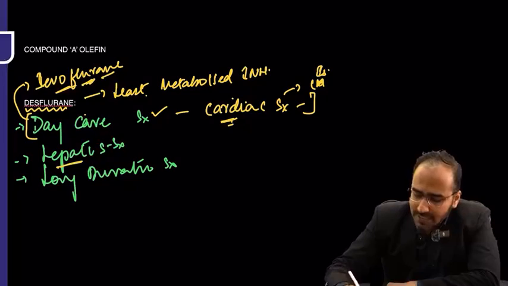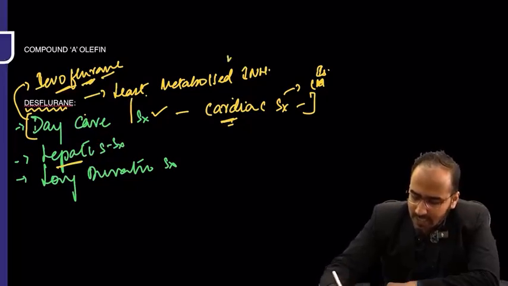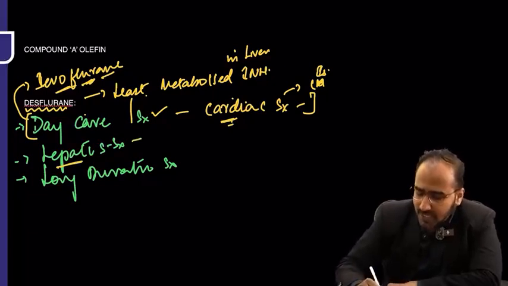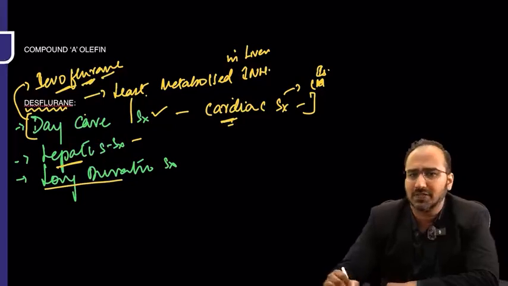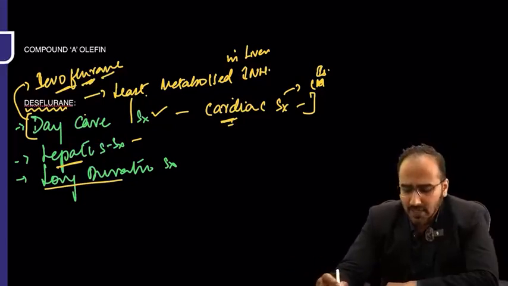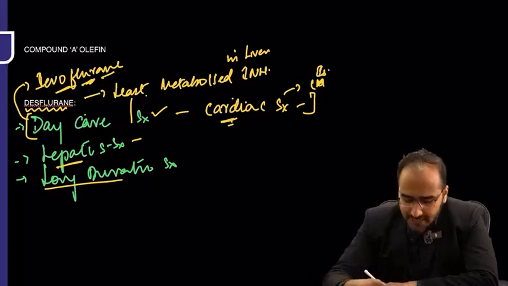Why? Because it is least metabolized in liver. Least metabolized inhalational agent in liver. Right? Next, desflurane can also be used for long duration surgeries. Why? Because it does not stay in the body. It is having least metabolism in the liver. So, that's regarding desflurane.